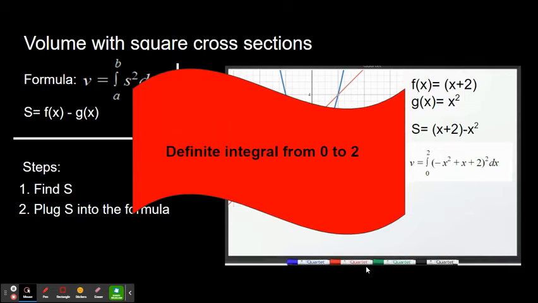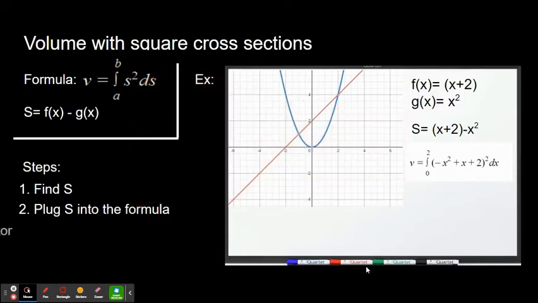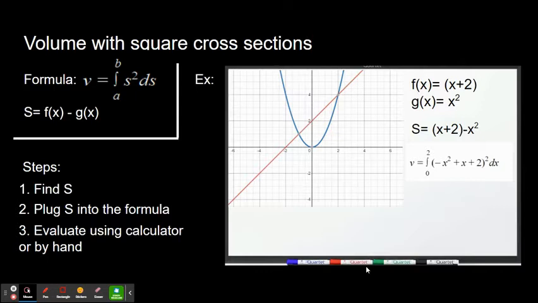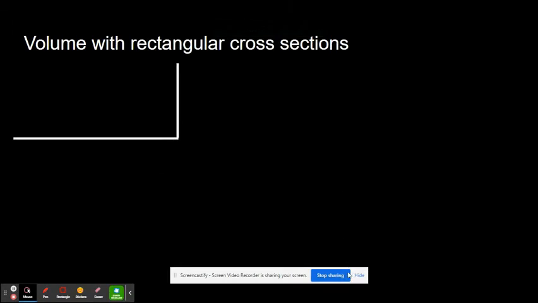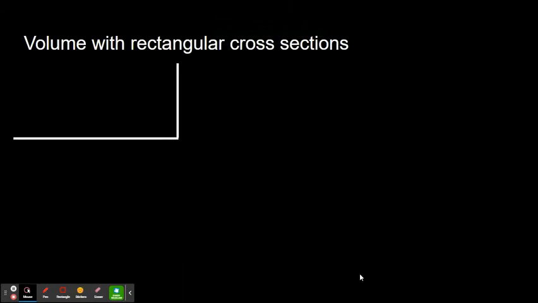And one thing to remember is these are definite integrals. And here we're going from 0 to 2. So those are the limits that we're using. Next, we're going to be evaluating using a calculator or by hand. And that's something that you will have learned in a different section, how to do it by hand. So we're just going to do it by calculator here. And we get 6.4. So the volume from 0 to 2 with square cross-sections that are perpendicular to the x-axis is 6.4.